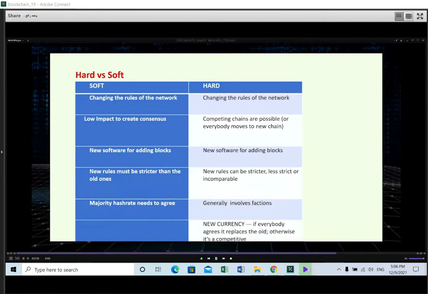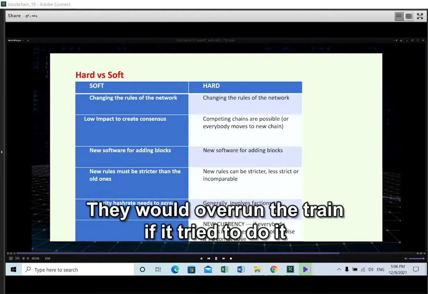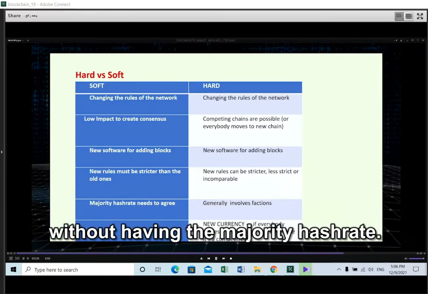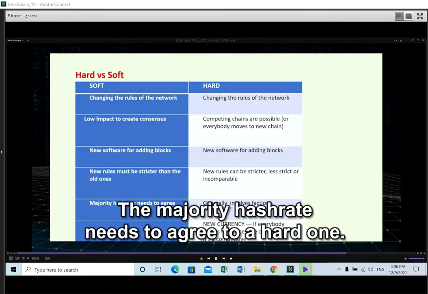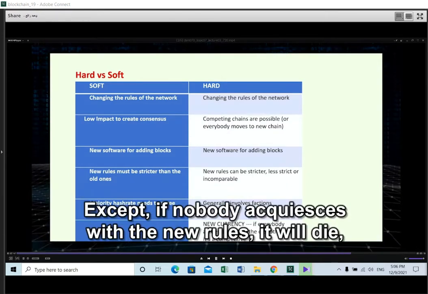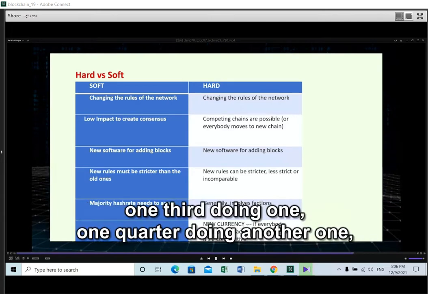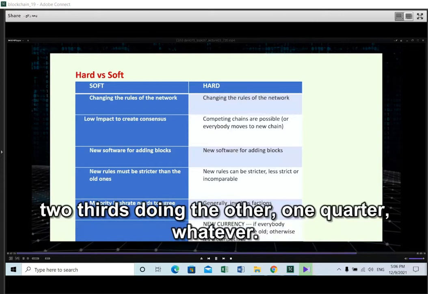Right? So they would overrun the soft fork if it tried to do it without having majority hash rate. Okay? So the majority hash rate needs to agree. The hard one, nobody has to agree, except if nobody agrees with the new rules, it will die. But you can have half doing one, half doing another, 1/3 doing one, 1/4 doing another, 1/2 doing one, 2/3 doing the other, 1/4 doing whatever.